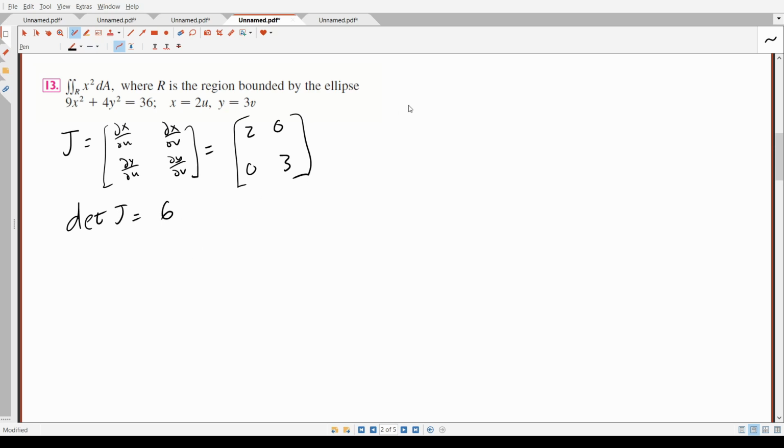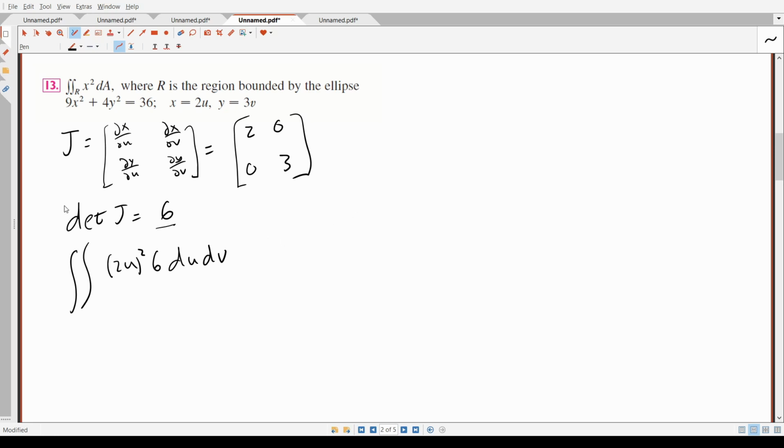Okay, so now let's start writing our integral. We'll figure out the regions in a second. The integrand is x squared. What is x? x is 2u, so x squared is 4u squared. Then I need to multiply by the absolute value of the determinant of the Jacobian. That's the 6 here. du dv.